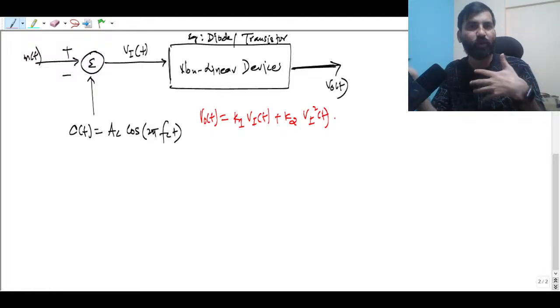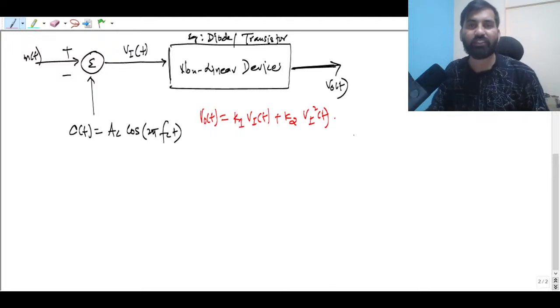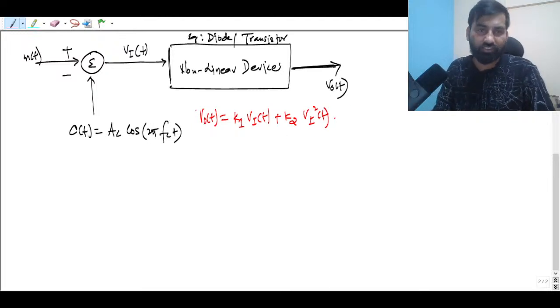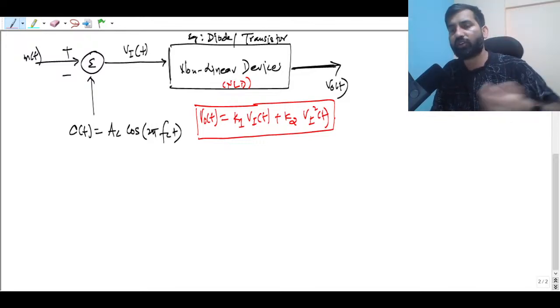If there is no square term, that can be linear. But it is a non-linear device, because the input is being squared here. So this is the description that you have to remember for NLD. We call it NLD. Now what you have to do here is, after getting this V out(t), you have to pass it through an ideal band pass filter, as I told you also.